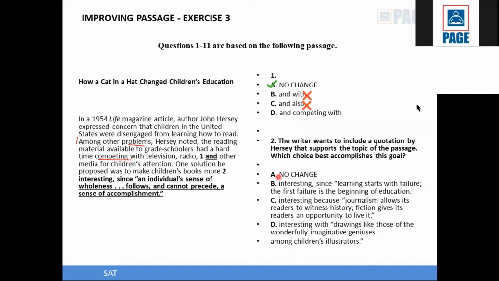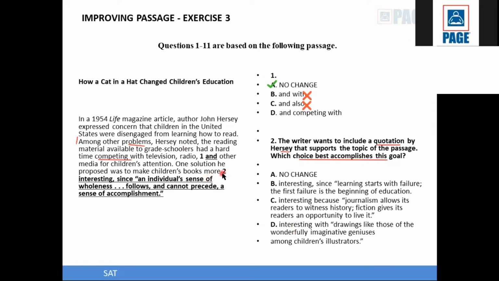Some have already started giving the answer for the second one. For the second one, we need to look at the question. The writer wants to include a quotation by Hershey. Hershey is a journalist that supports the topic of the passage. So we need to find out what the topic is. Which choice best accomplishes this goal? Before I look at your answers and check whether they're right or wrong, let me explain.